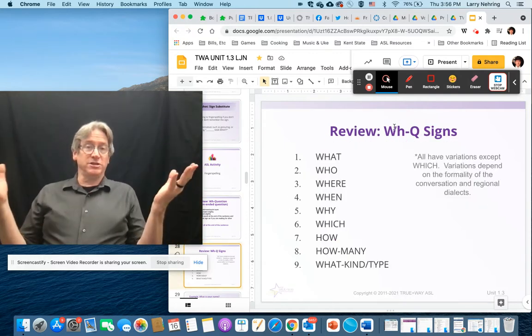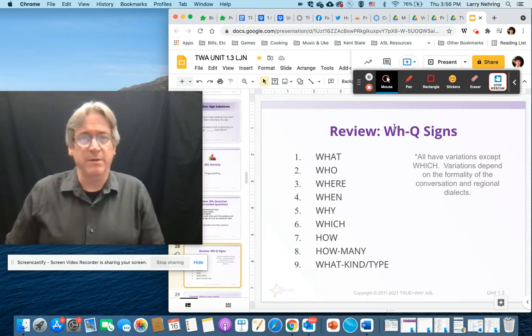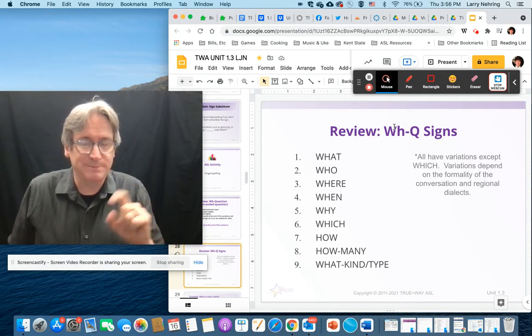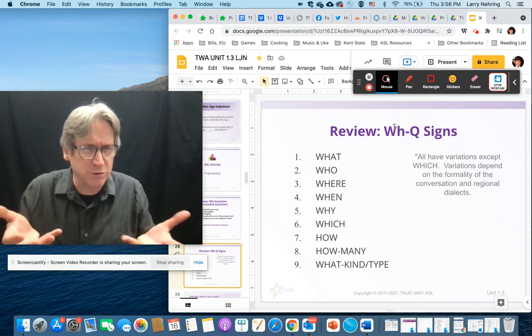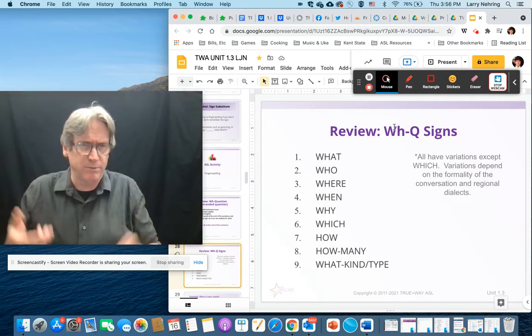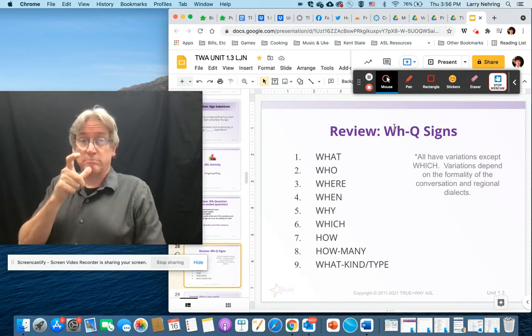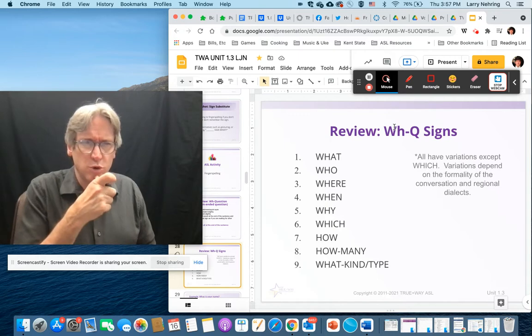So here are the WH signs. We did a couple of them in class, but here are all of them. There's actually one more. There's nothing there. So we've got what? And it's a glorified shrug. And if I forget, always put the eyebrows on. What? And then who is up in front of the mouth, and you're just, ooh, who.